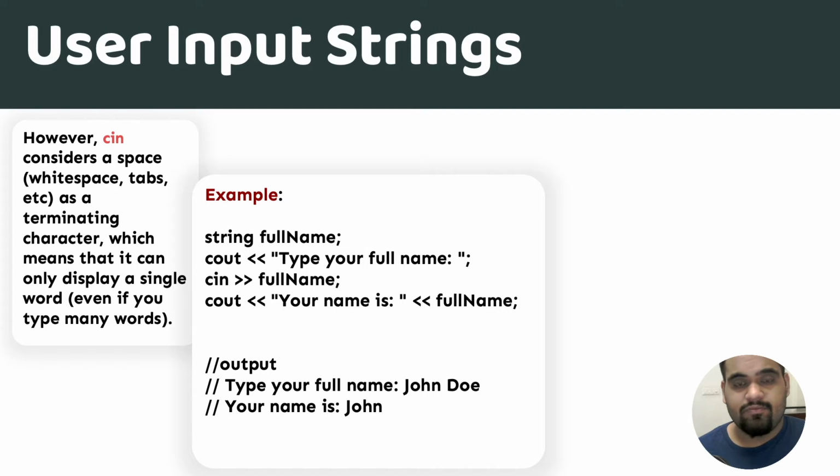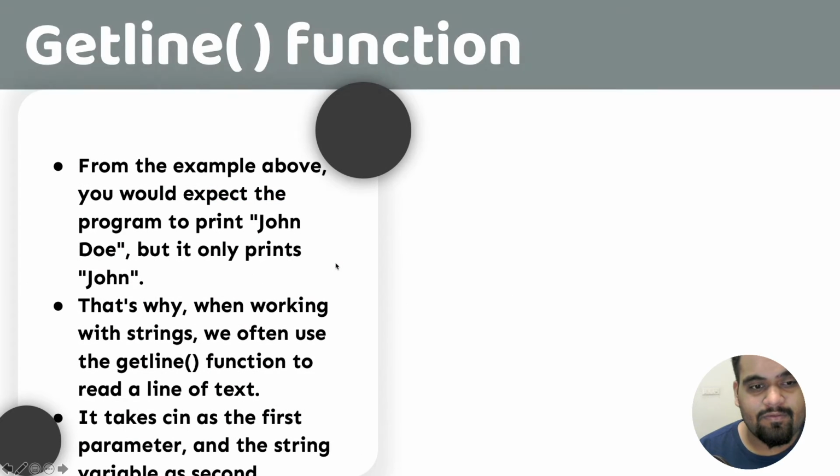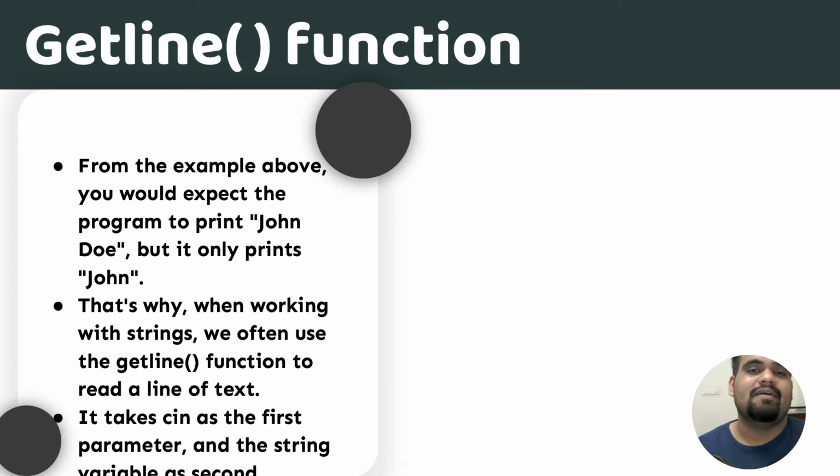You can also type in your full name and capture the value as well, and that's the best way so far to capture a value and store it in a string, because string allows for all these functions to happen. Another way of doing this is the getline function. From the example above, you would expect the program to print John Doe, but it only prints John.